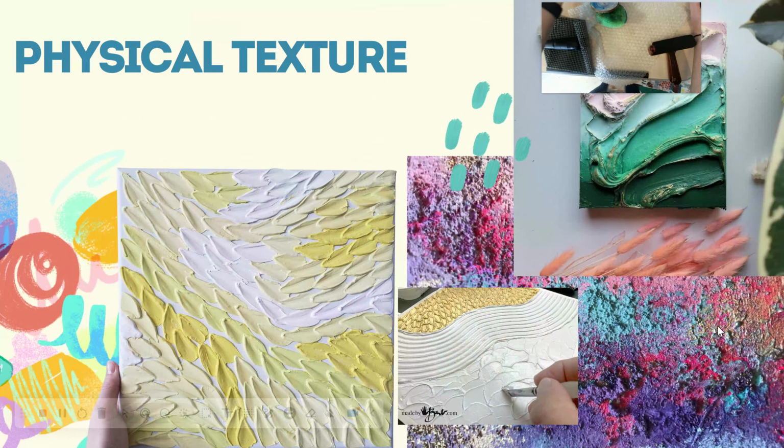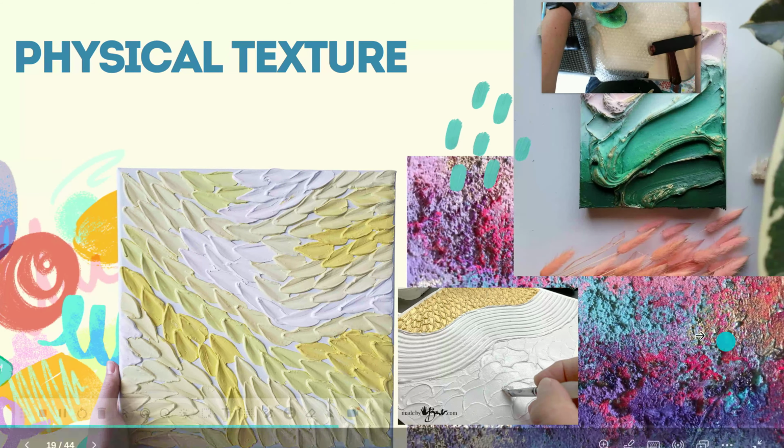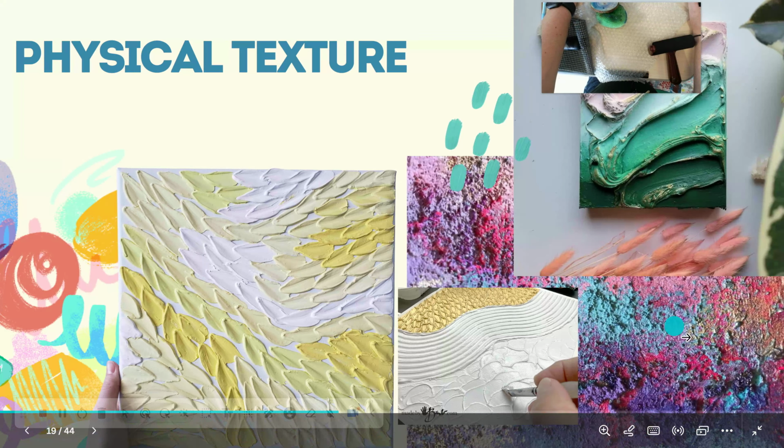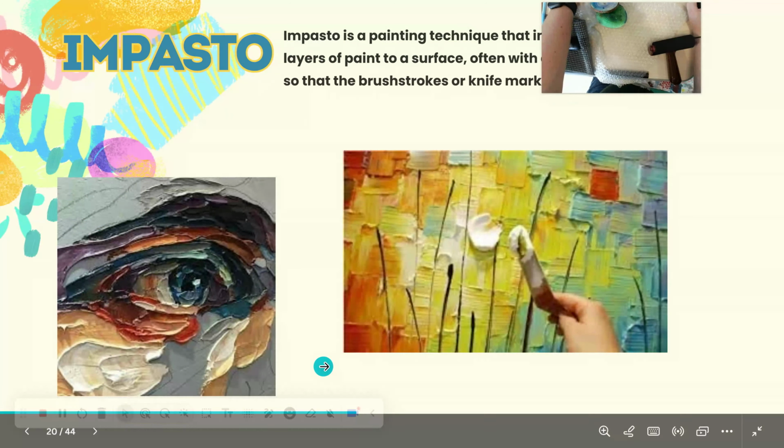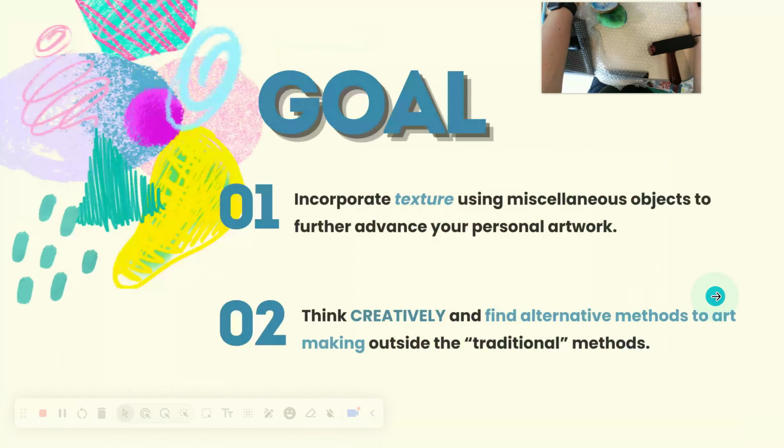And then here we go into physical texture. Now, physical texture is actual raised texture that you could feel physically, and a lot of this is called impasto that I'm showing you here, which is just thick applications of paint. And then here it looks like they're using baking soda or salt or sand or something to create more of a gritty texture with paint. And then here are just some examples of impasto. So that's more physical texture, like I said.